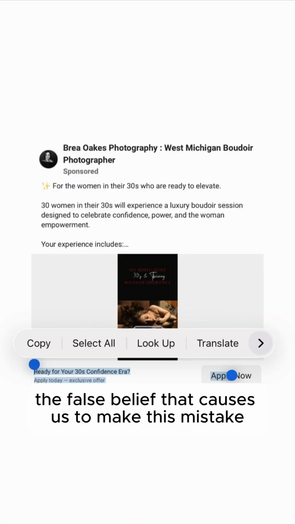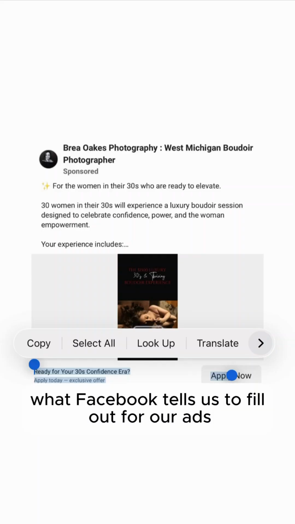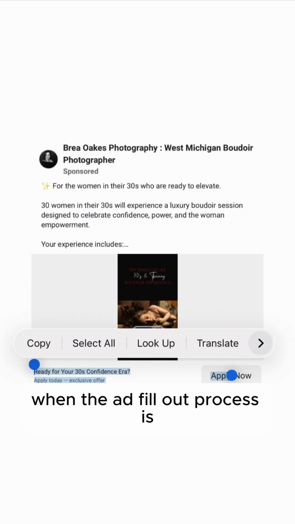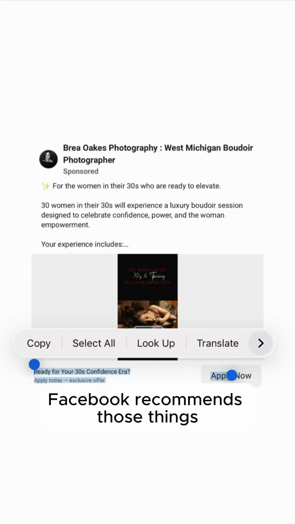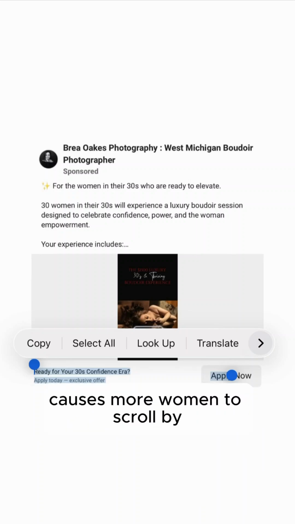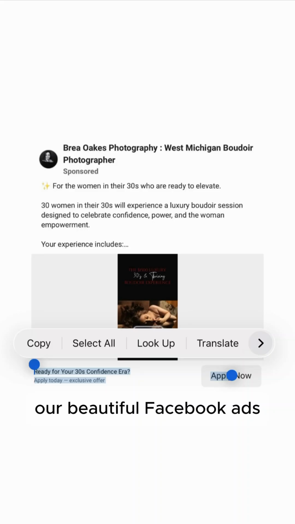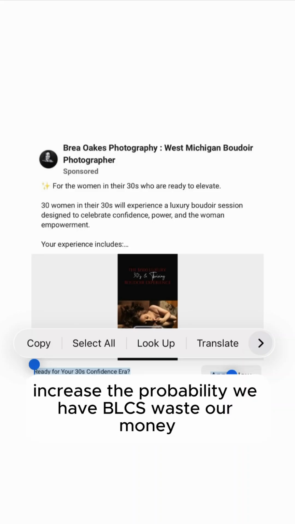The false belief that caused us to make this mistake is that we believe we should trust what Facebook tells us to fill out for our ads, that the ad fill out process is what we should fill out for our ads. And that is 100% incorrect. Facebook recommends those things because it helps Facebook and actually hurts us. That's right, it hurts us. Causes more women to scroll by our Boudoir Facebook ads, pulls our unique CTRL under 6%, increases the probability we have BLCS, wastes our money.